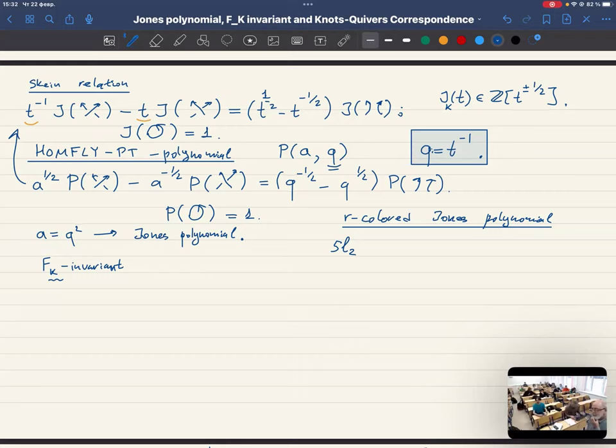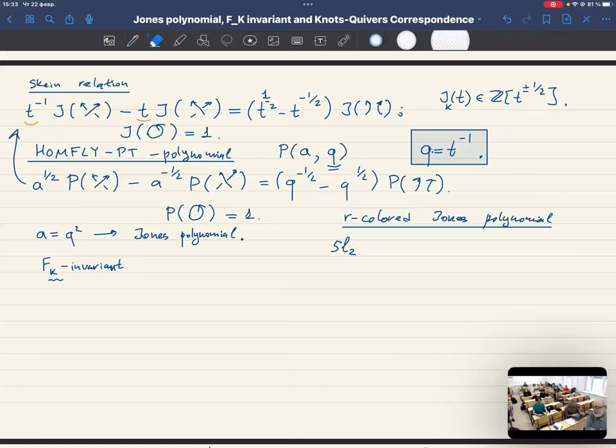So the R-colored Jones polynomial is a way to obtain a knot invariant from the representations of the SL2 Lie algebra. For SL2 Lie algebra, for each dimension we have precisely one irreducible representation of this dimension. Therefore, all the irreducible representations can be parameterized by a natural number, which stands for this R. Maybe R plus or minus one, I don't remember exactly. The usual Jones polynomial corresponds to the usual representation of SL2, which is just 2 by 2 matrices with trace 0.